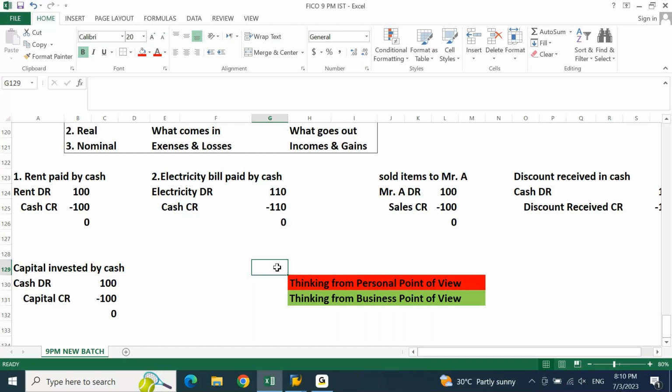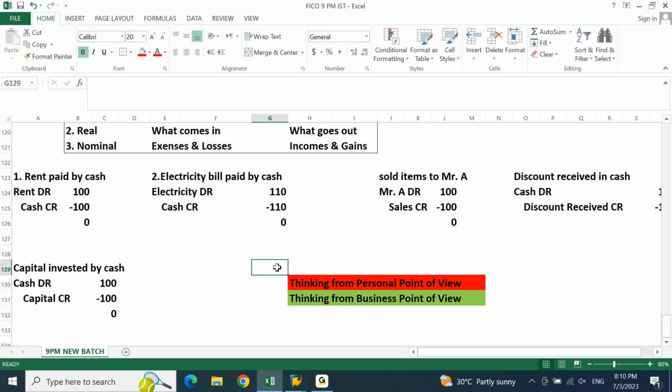If I am thinking from my personal point of view, my cash is going out, so I am going to credit the cash account. If I am thinking from the business point of view, I am receiving the cash in my business, so I am going to debit my cash account. So personal point of view thinking and business point of view thinking are always opposite.